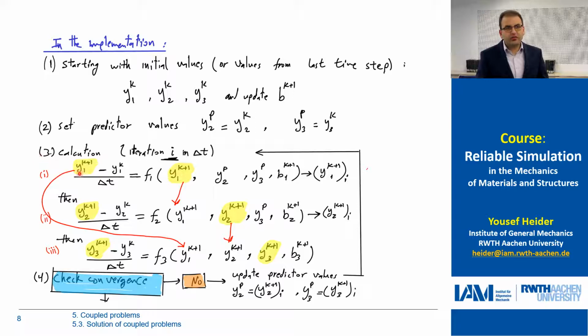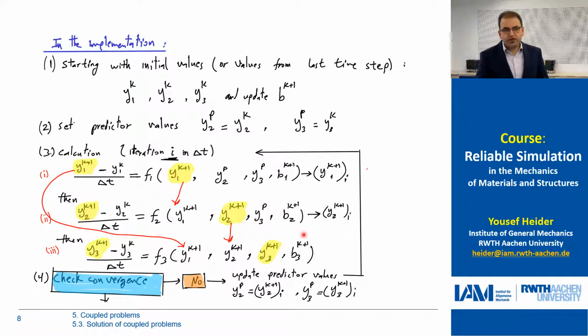In the third step, we take the first equation, which we have already discretized in time. The y2 predictor and y3 predictor are predefined, so we know them. Then we update our force, which is also a kind of boundary condition. So this is also a known value because this is what we are giving. The only unknown will then be y1 at k plus 1. It's one equation, one unknown, and we can solve this in a straightforward manner.